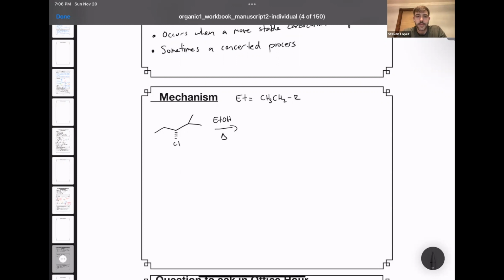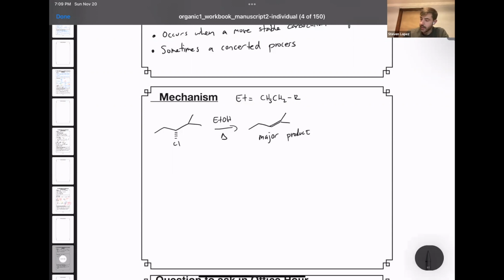Let's start first with this example of a secondary alkyl chloride. We've got this starting material with ethanol and heat as the reaction conditions, and you form a tri-substituted alkene, the Zaitsev product, which is the major product. I'm omitting the other minor products for the moment to highlight the role of the hydride transfer in this reaction.